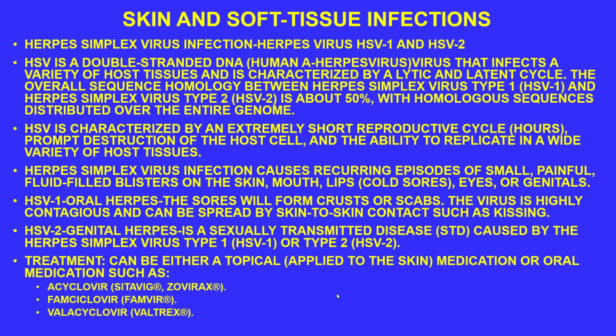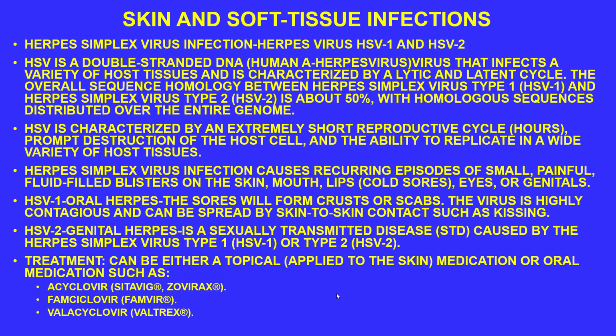HSV infection can cause reoccurring episodes of small, painful, fluid-filled blisters that may be in the mouth, the skin, the lips. This accounts for cold sores, eyes, or genitals. Now, it was interesting because it used to be just considered HSV1 accounted for the oral herpes. And these were the sores that you would see that form crusts or scabs. The virus is highly contagious and can be spread by skin-to-skin contact, such as kissing.